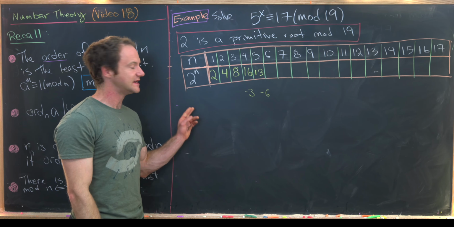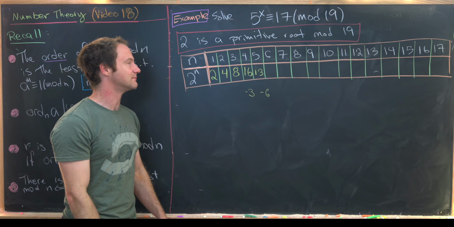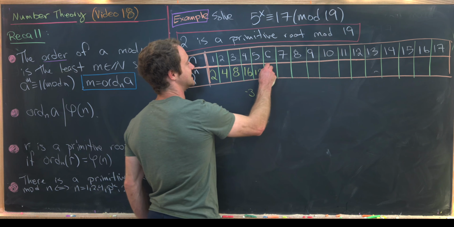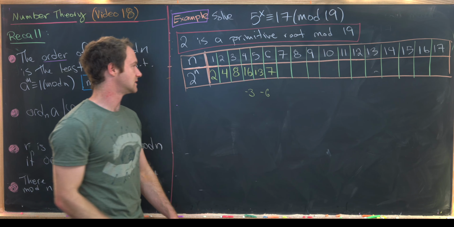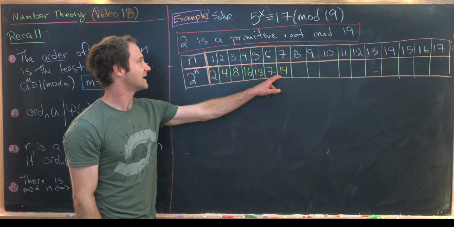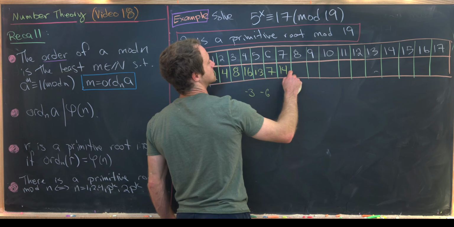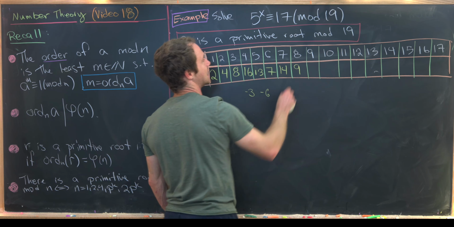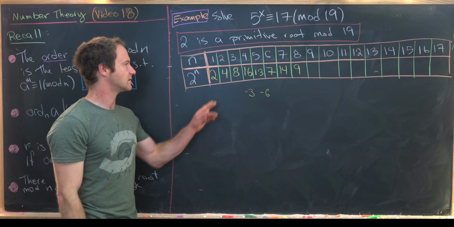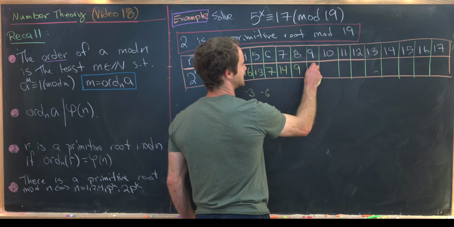All right, so next we'll multiply 13 by 2. That gives us 26. Notice that 26 is 7 mod 19. Multiply that by 2 and we'll get 14. Multiply that by 2 and we'll get 28. But notice 28 is 9 mod 19 because it's 9 more than 19. Okay, then multiply that by 2 and we get 18.